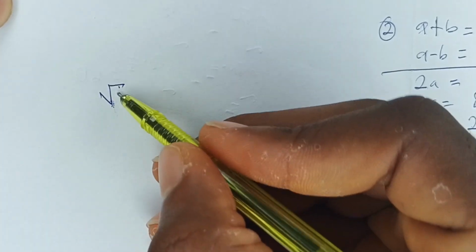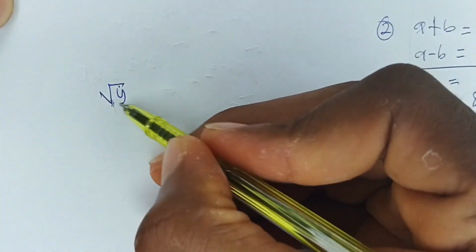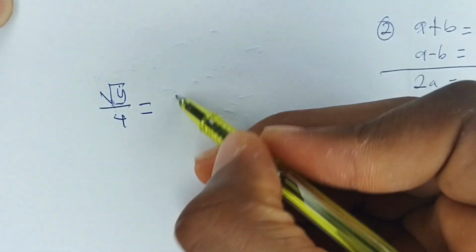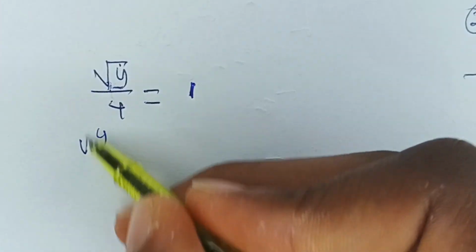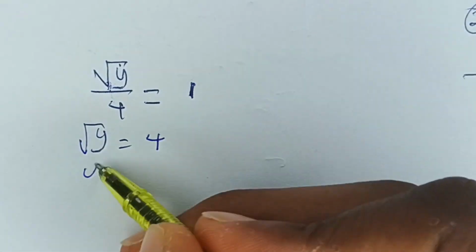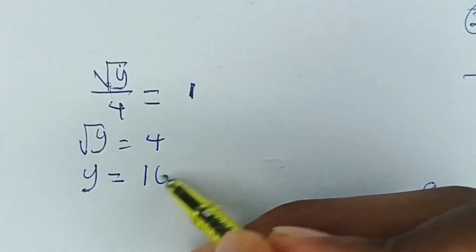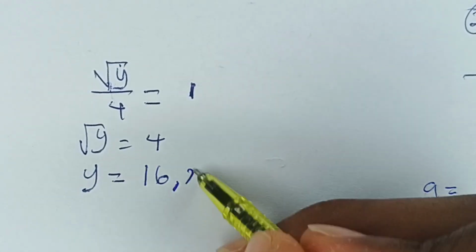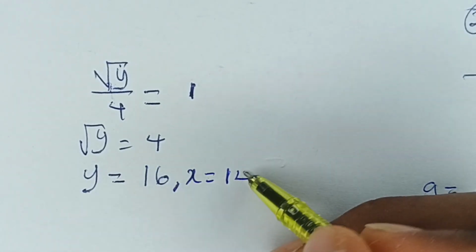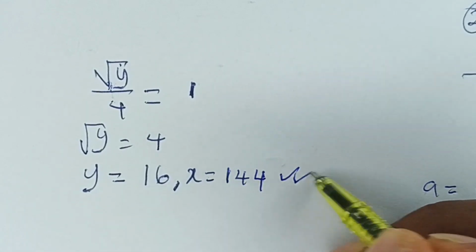Alright, so we're going to have root of y over 4 to be equal to 1. Root of y is equal to 4, hence y is equal to 16. So y is equal to 16 and x is equal to 144. So these are the answers to this question.